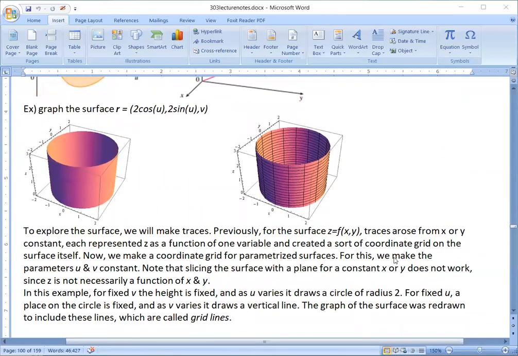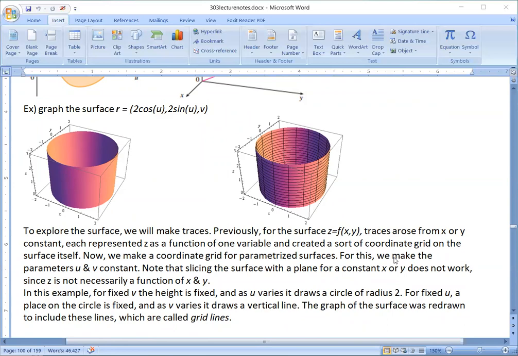So let's talk about what happens in this particular one. In this example, if you just take v fixed, notice that v in the formula only appears in the third coordinate. So basically you're taking the height fixed, and then you have 2 cos u and 2 sin u. As u varies, that's just the formula for a circle. So for constant v, the trace that you get is a circle of radius 2 at different heights. And so notice that that gives you those particular traces on the surface.